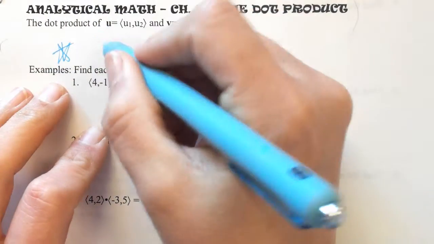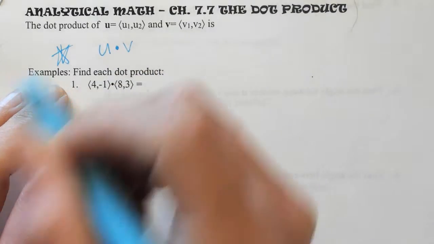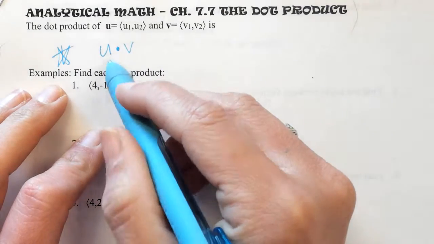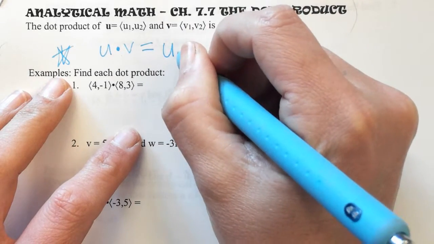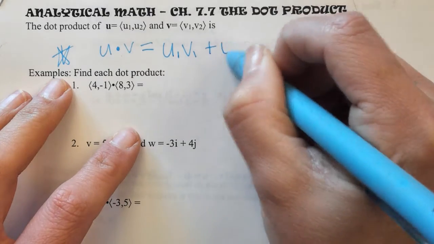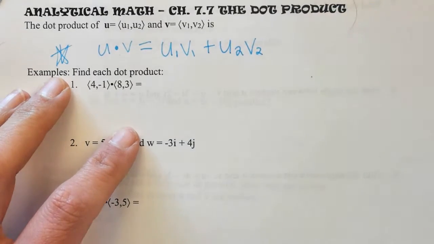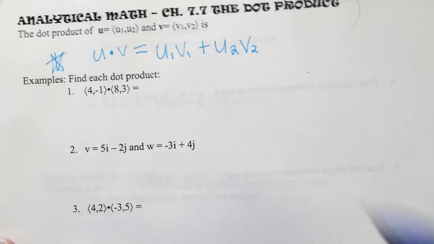Yep. Dot product is written as U times V. That's how it's denoted, U times V. And the formula is U1 times V1 plus U2 times V2. That's it. So same thing as X1 times X2 plus Y1 times Y2, pretty much, just like Colby said.